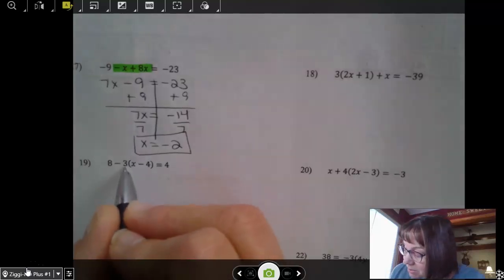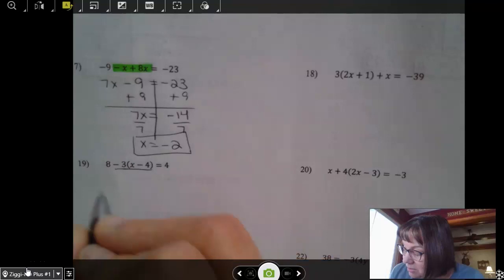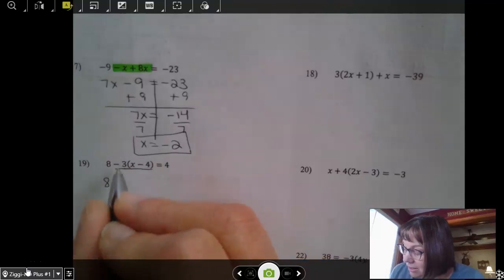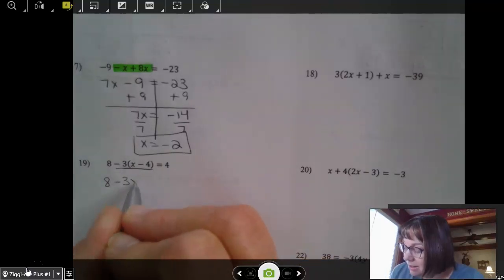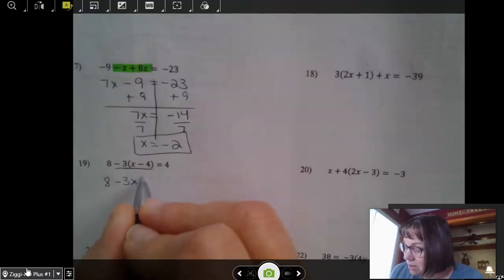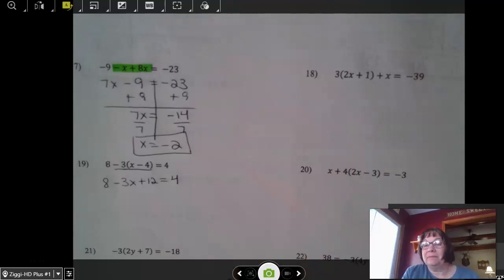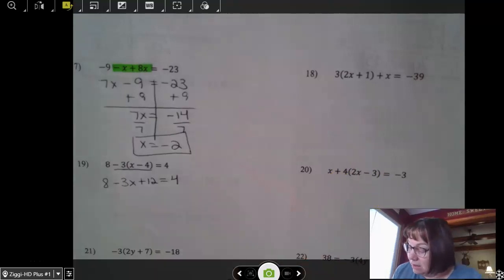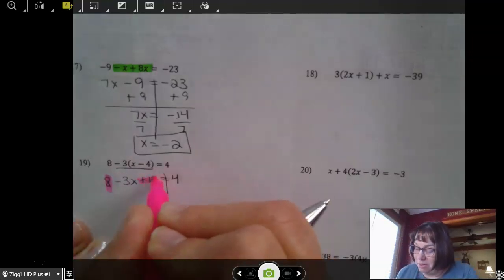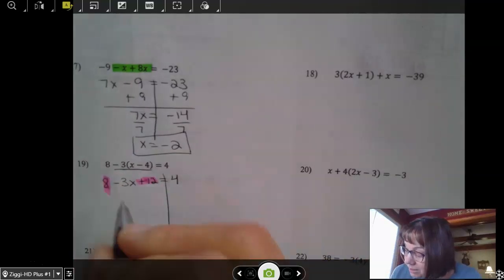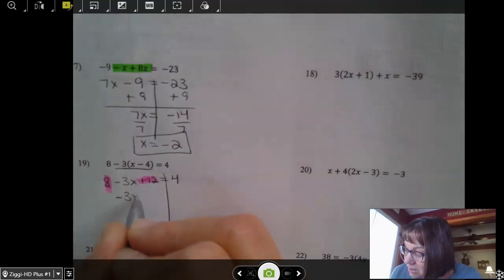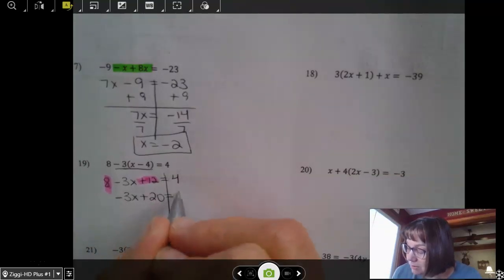So now we have distributive property for number 19. So I'm going to go ahead and do that. I have 8, and then I have negative 3x, and a negative 3 times a negative 4 is a positive 12. All right, so now I'm going to go ahead and combine my terms that are the same. So you have 8, and you have a positive 12. So 8 plus 12 is 20. So I have negative 3x plus 20 is 4.